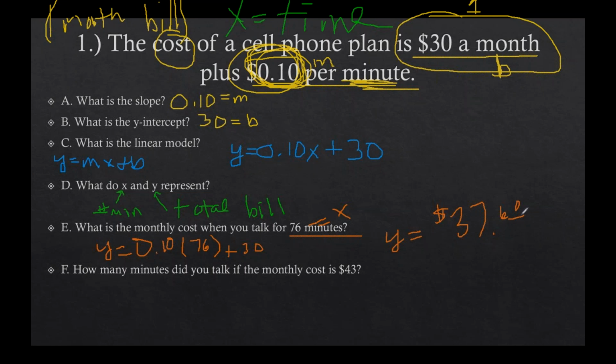So how do we figure out letter F? What do you do with that 43? You put it in for Y, because Y represents the total cost. So let's go ahead and talk through this one. How do I get X by itself? What's my first step?